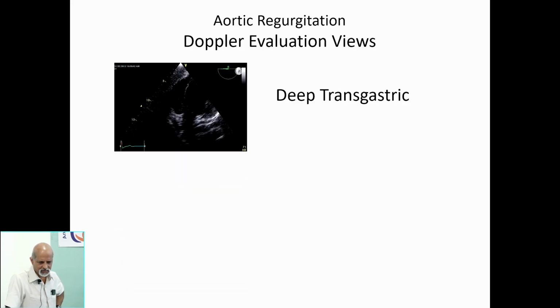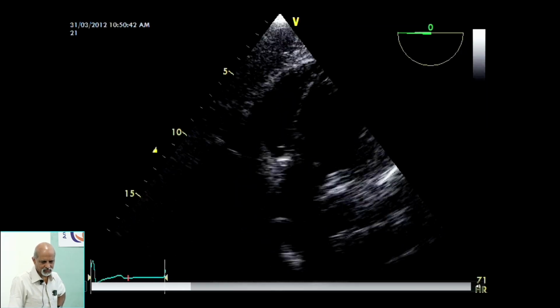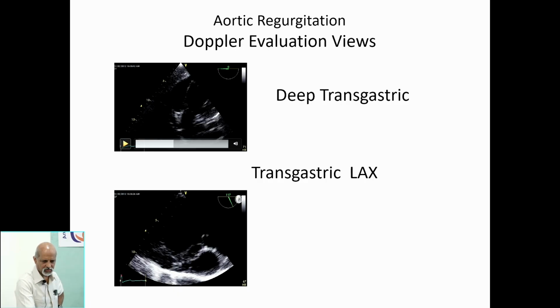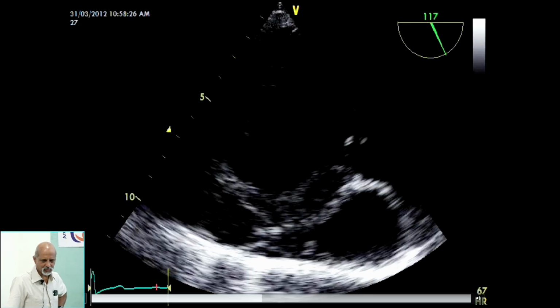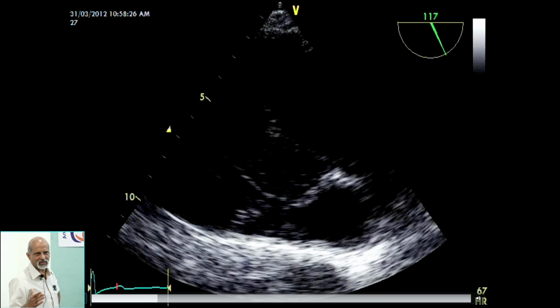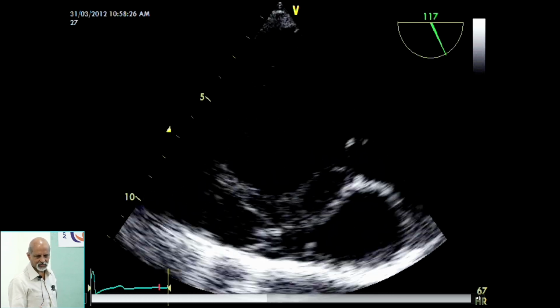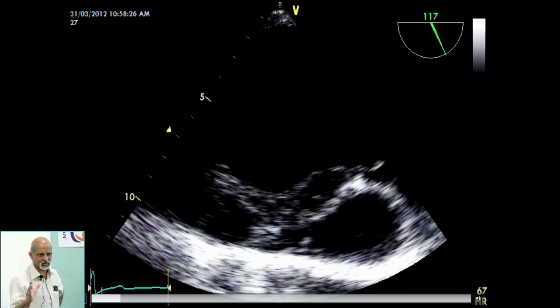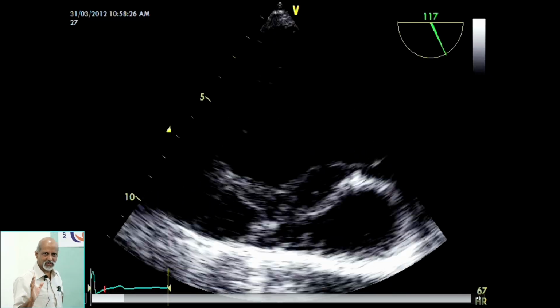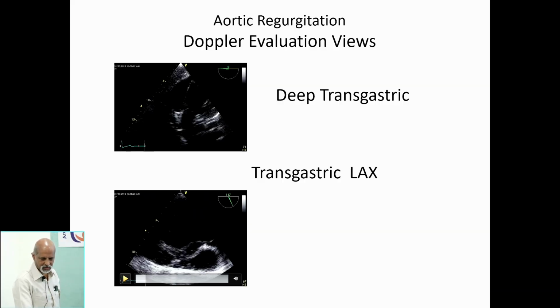So Doppler views: deep transgastric view, transgastric long axis view as we have said. That's the deep transgastric view, which Deepak had shown in the beginning, and then comes the transgastric long axis. And why are they important? Because your Doppler alignment will be within less than 20 degrees. In deep transgastric it will be almost straight. So the chance of getting the best aortic velocity is in the deep transgastric, although sometimes getting this view can be tricky as well.